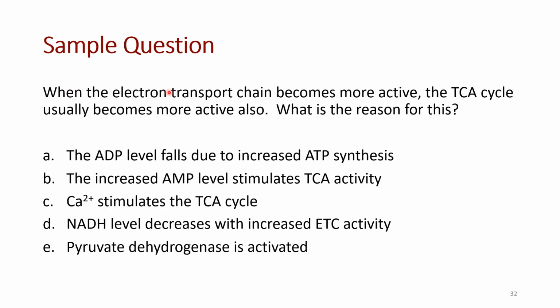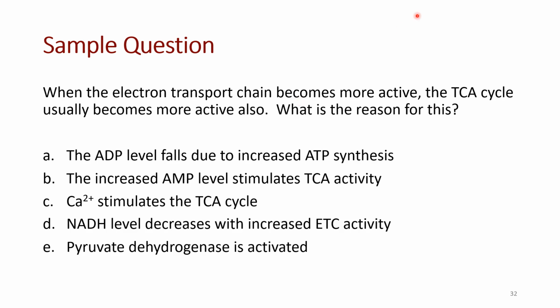So when the electron transport chain becomes more active, the TCA cycle usually becomes more active also. What is the reason for this? So this question is getting at the idea of the TCA cycle works with the electron transport chain. The electron transport chain works with the ATP synthase, and together they lead to a production of ATP in the presence of oxygen. So if the TCA cycle becomes more active because the electron transport chains become active, what is the reason? Well, this question will be a lot easier to answer after the electron transport chain lecture, which is next.